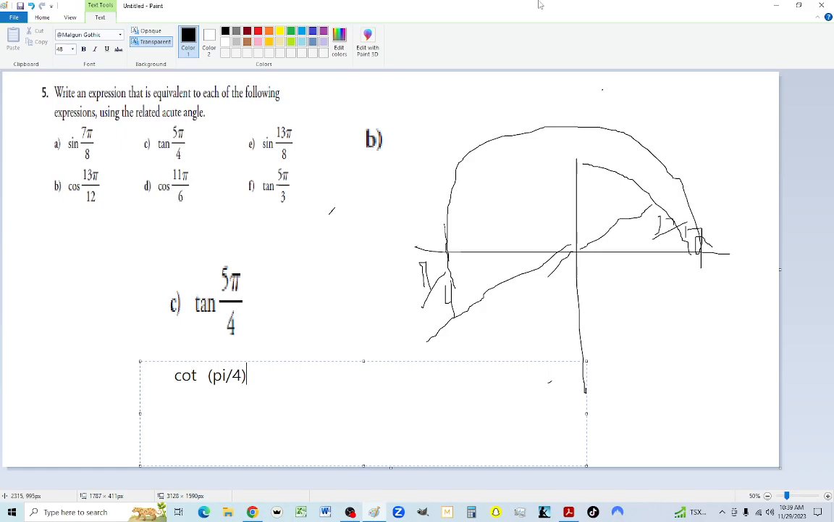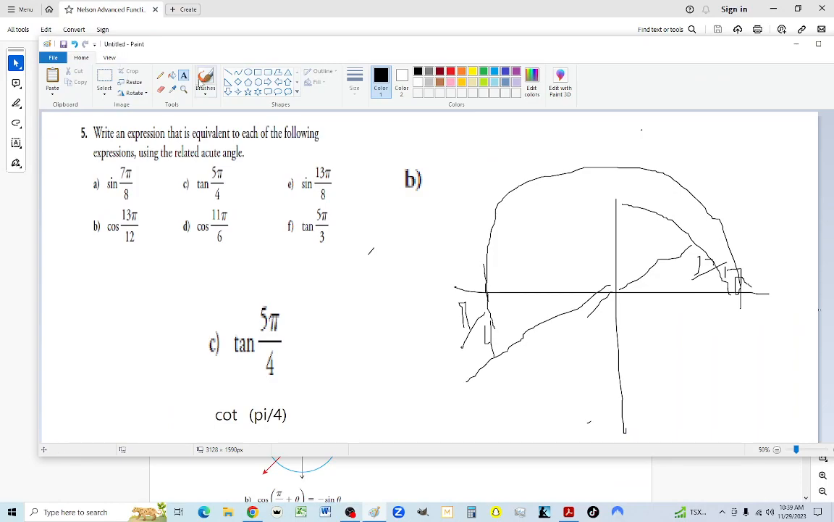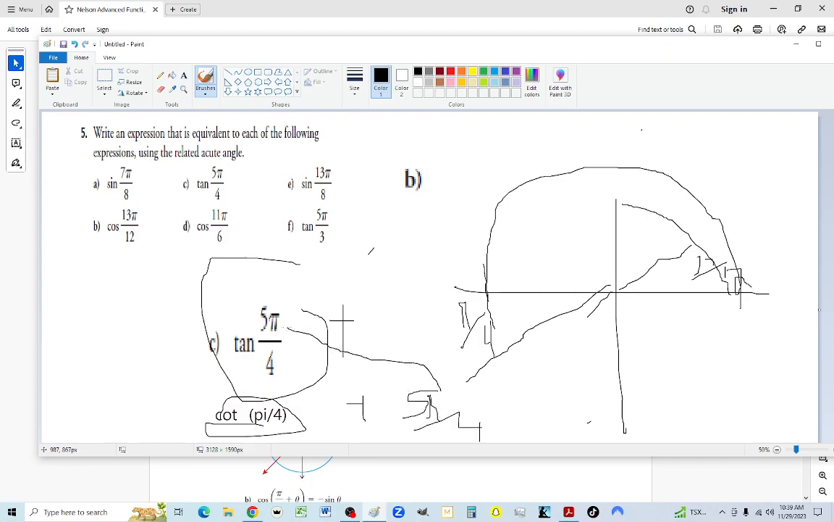So those will be equivalent because this cotangent is in quadrant 1, which is positive. And this one's in quadrant 3, which is also positive. So they'll be equivalent. You could also add a full pi to it and get 5 pi over 4. Notice that the angle is the same. So tangent 5 pi over 4 is equivalent to cotangent pi over 4 because we're talking about 45 degrees.